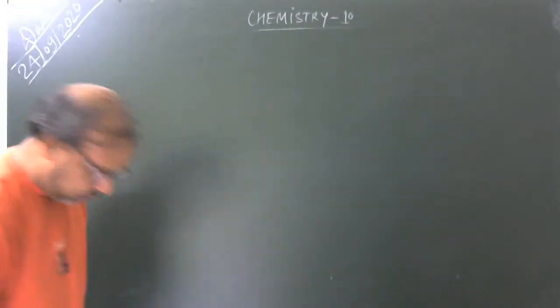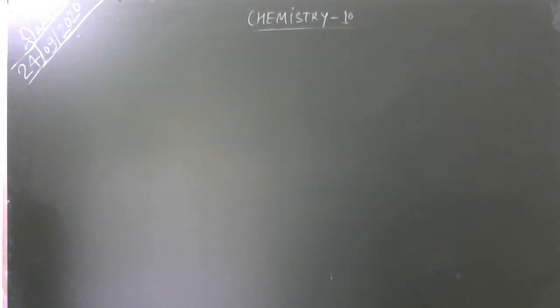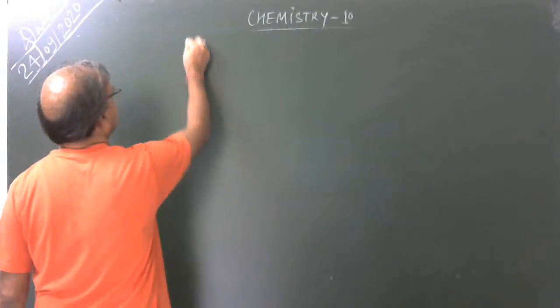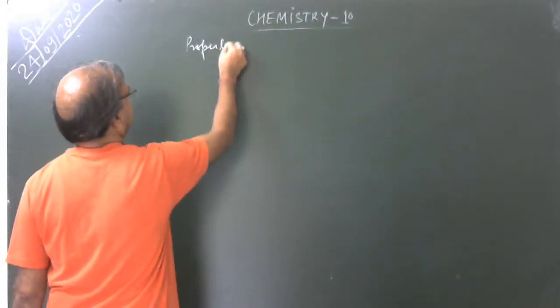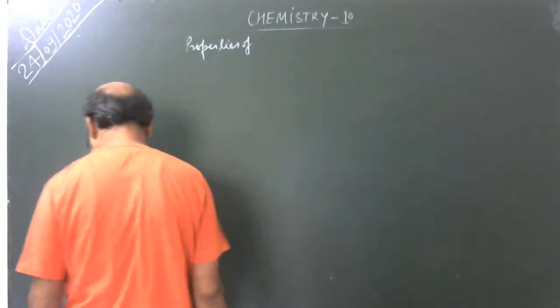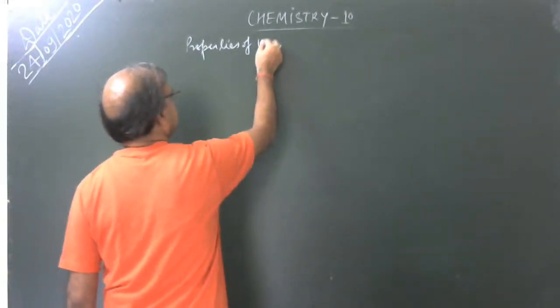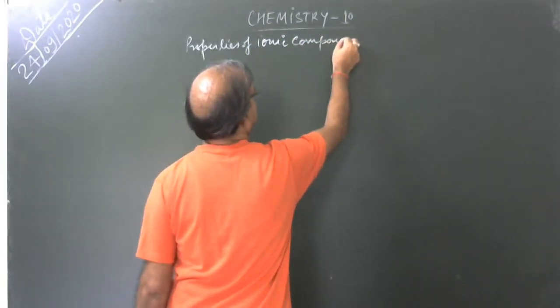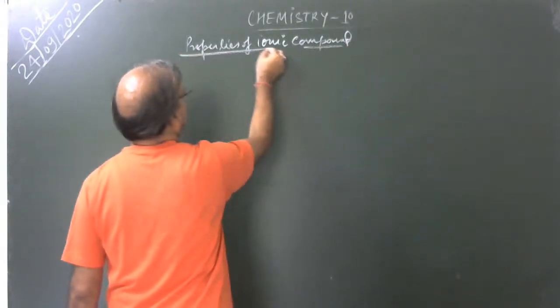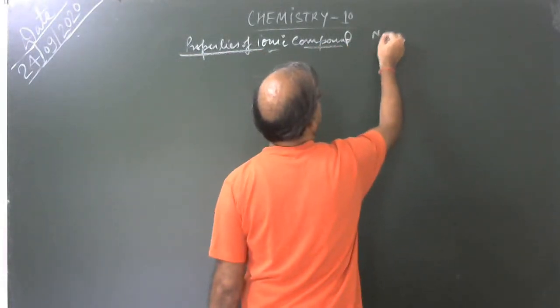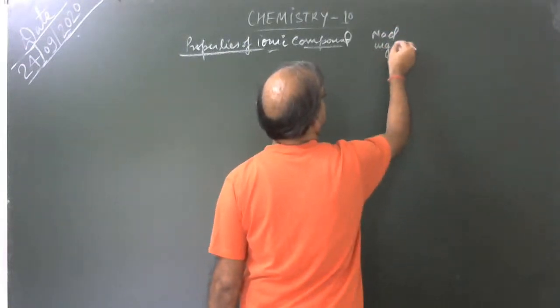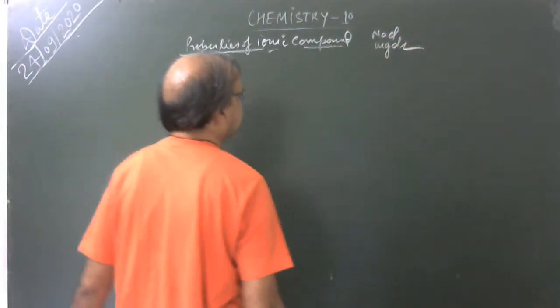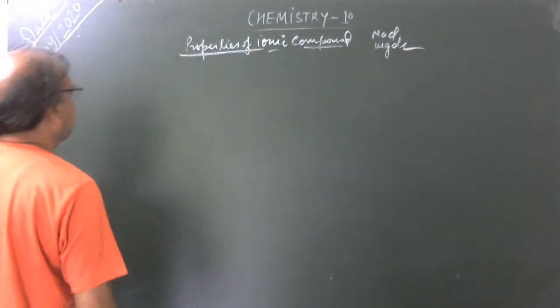Now we will go through the properties of ionic compounds. I have here NaCl and MgCl2. These are the ionic compounds I have discussed just now. So these are the properties of ionic compounds.